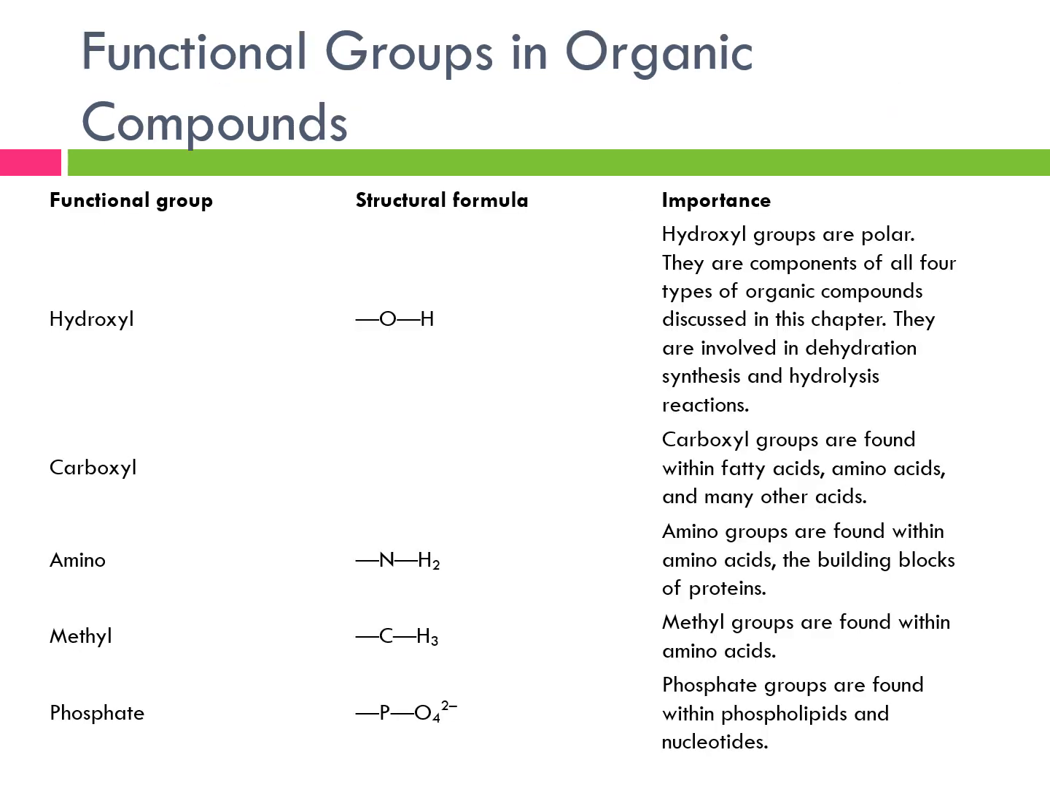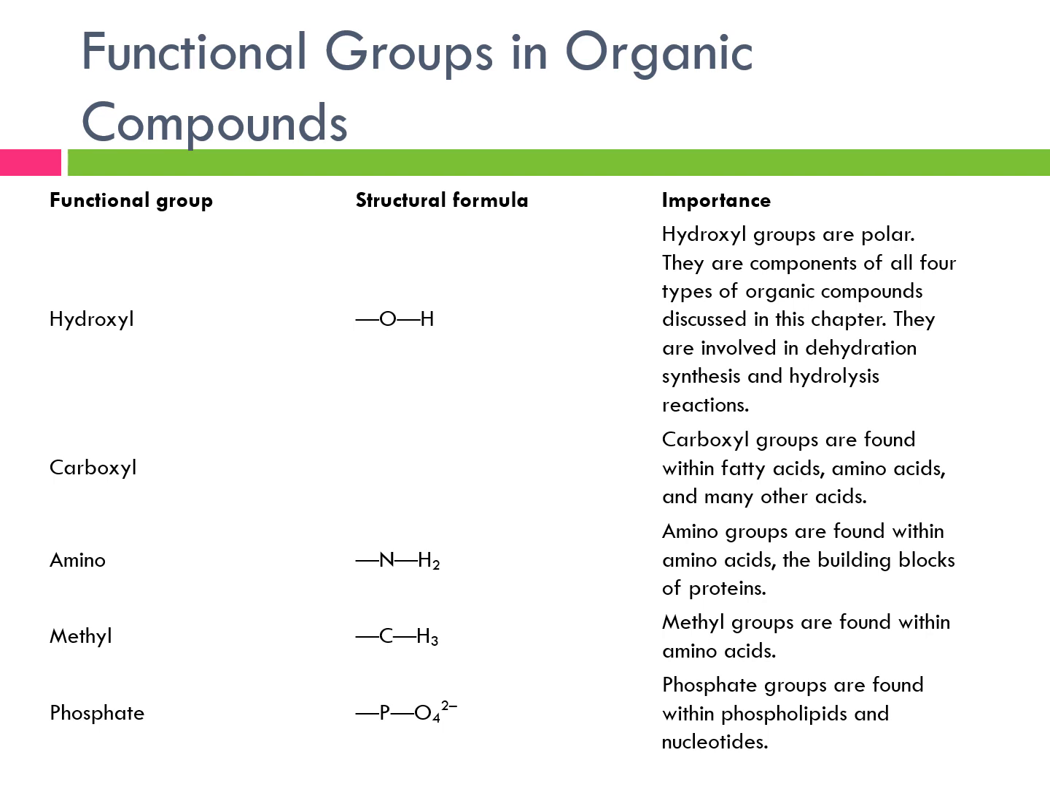Here's a list of our functional groups. So we have the hydroxyl group, the carboxyl group, the amino group, the methyl group, and the phosphate group. Hydroxyl group is polar, and we find these in all four types of organic compounds. They're involved in dehydration synthesis and hydrolysis reactions.